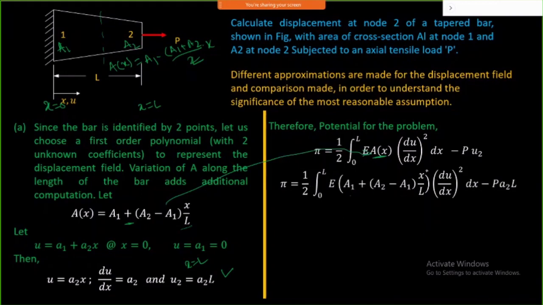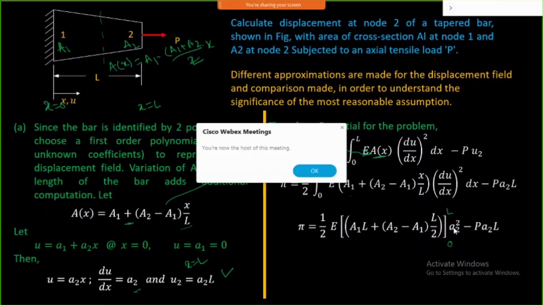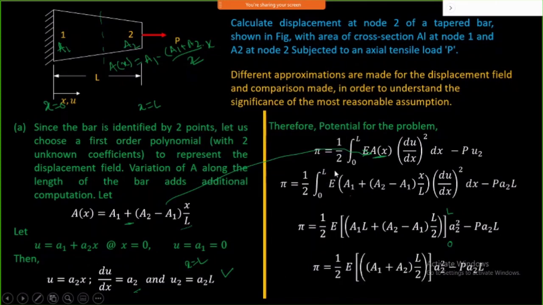Now A1 plus this equation we got. And du by dx we can get directly from here, which is nothing but a2. So we can square it and integrate it over 0 to L, and we got this final equation. After simplification of this, we will get this part. This shows the potential of your entire problem.